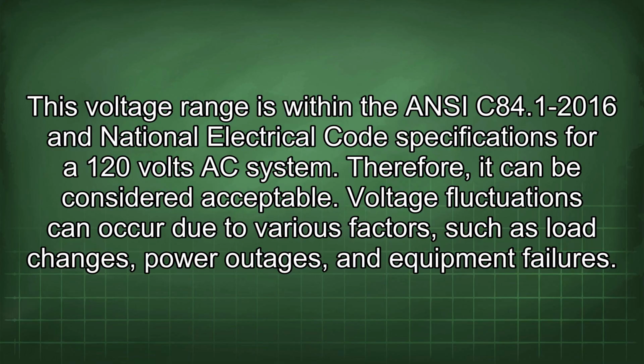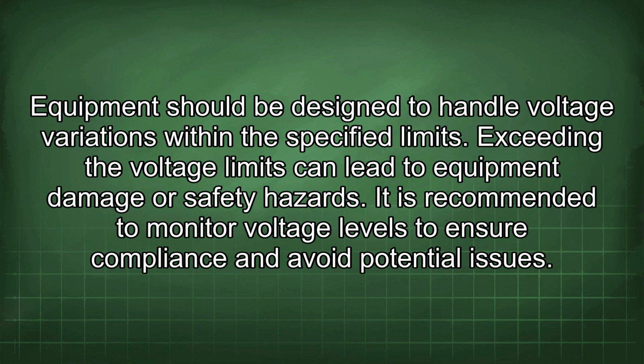Voltage fluctuations can occur due to various factors such as load changes, power outages, and equipment failures. Equipment should be designed to handle voltage variations within the specified limits. Exceeding the voltage limits can lead to equipment damage or safety hazards. It is recommended to monitor voltage levels to ensure compliance and avoid potential issues.